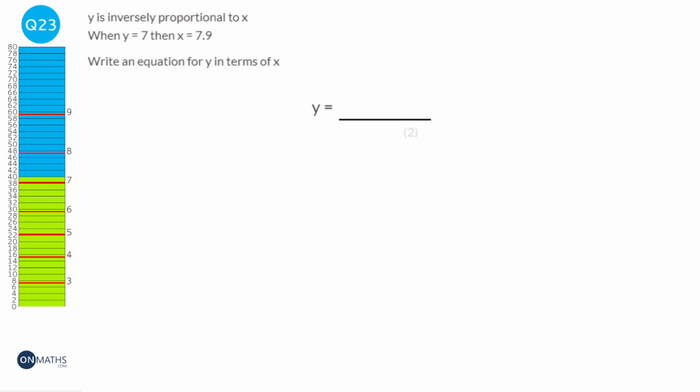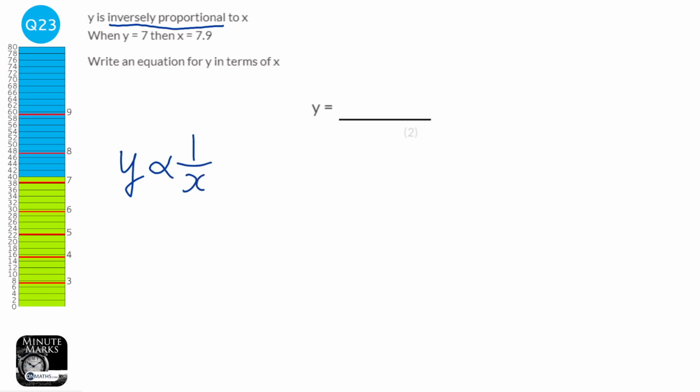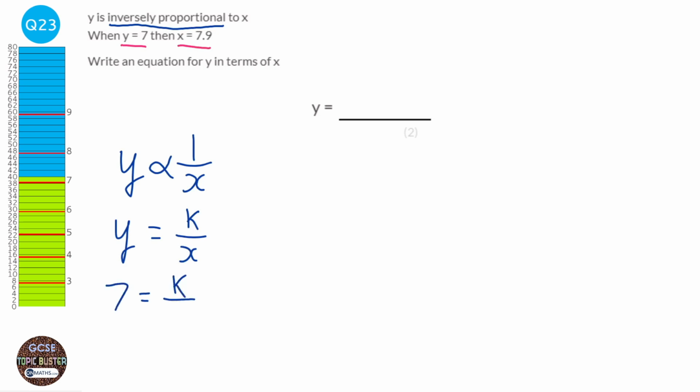When it's said that y is inversely proportional to x, it means that y changes as 1 over x changes. And to write this in an equation, all we do is write y equals k over x. Now k is something we need to find. So what we need to do is find out what a value of y and a value of x are somewhere on the graph that would be formed from this, and we've got that in this question. So we know that when y is 7, then x is going to be 7.9.